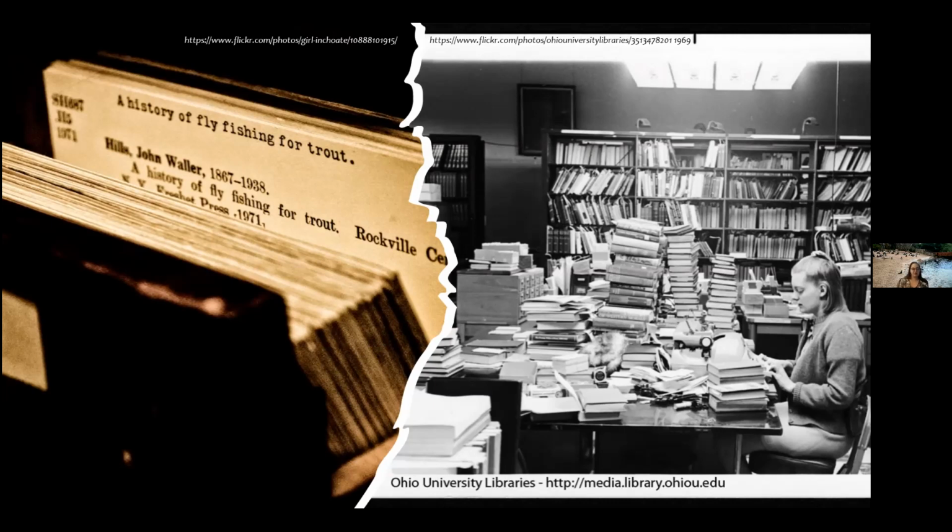I love this picture from Ohio University, which is from 1969, because we're supposed to be moving towards the future, and yet anytime any cataloguing gets done, it still looks remarkably like this, piles and piles of books, despite being 50 years in the future.